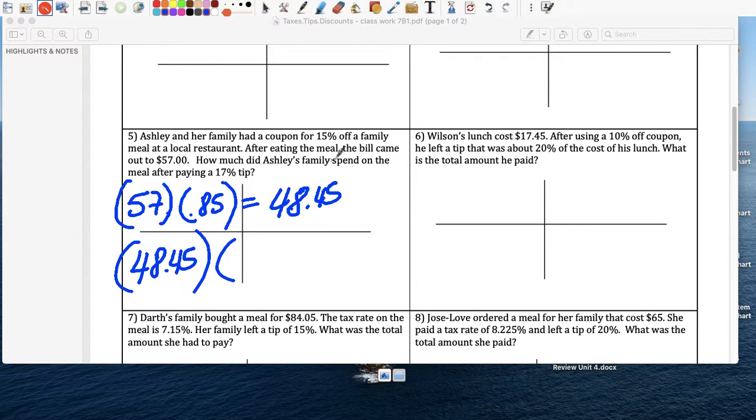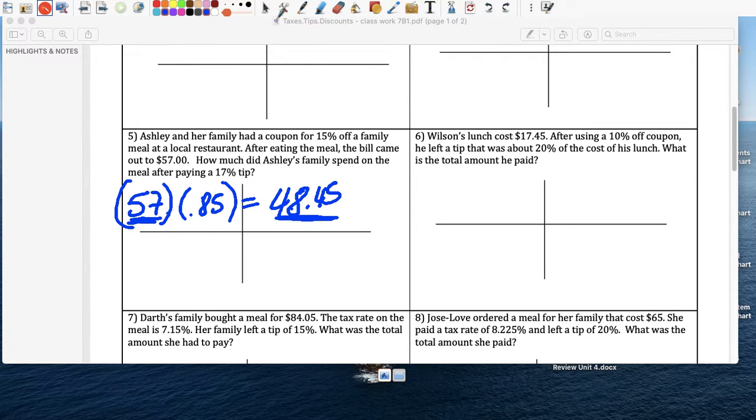So the question is how much did Ashley's family spend on the meal after paying a $17 tip. So we should have talked about this question. Here's what the problem is with this question. If you're going to give the waiter a tip, should you give the waiter a tip on the $57, which was the original price of all the food and drinks that your family ate, or should you tip your waiter on $48.45, which is the price of your meal after the discount? So it now becomes a question that has room for debate.